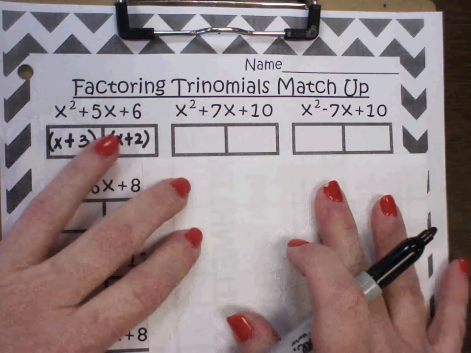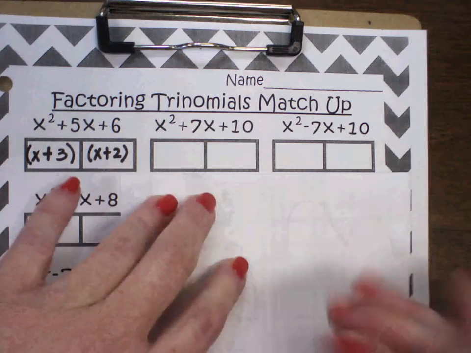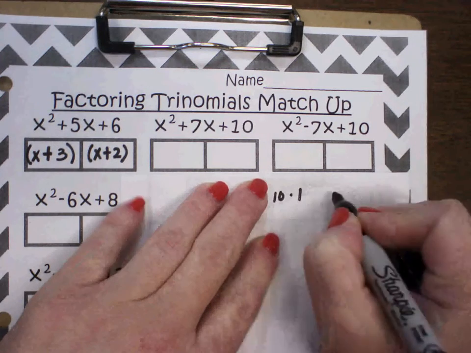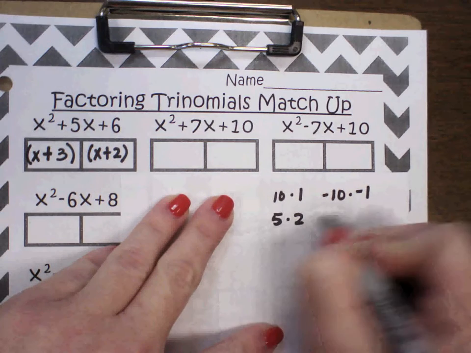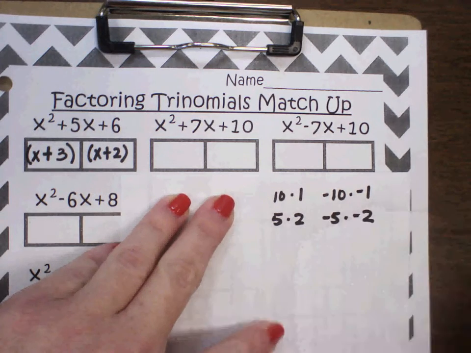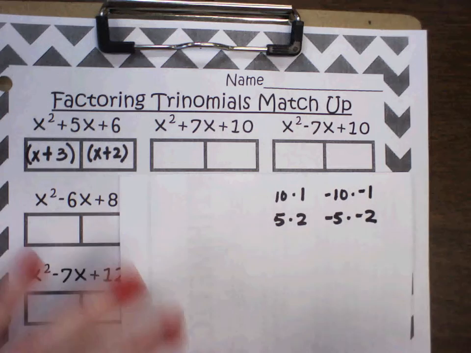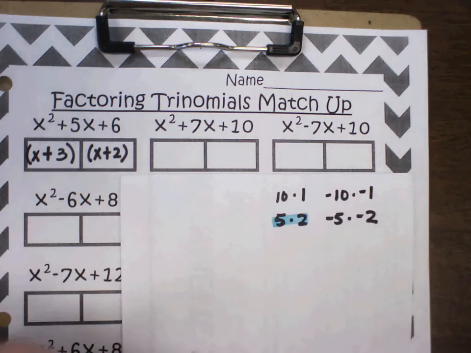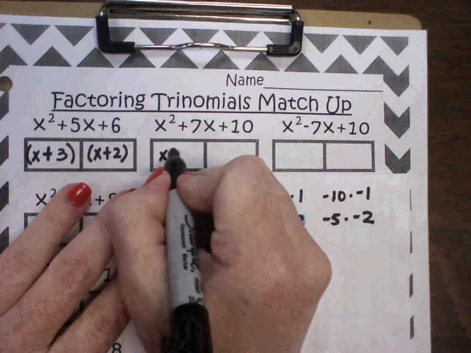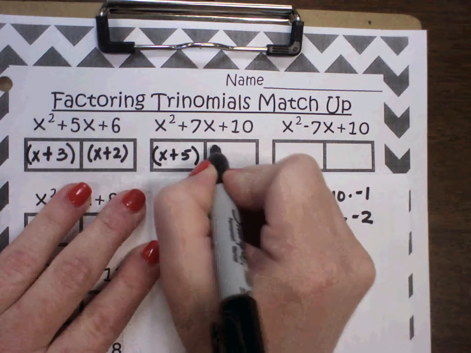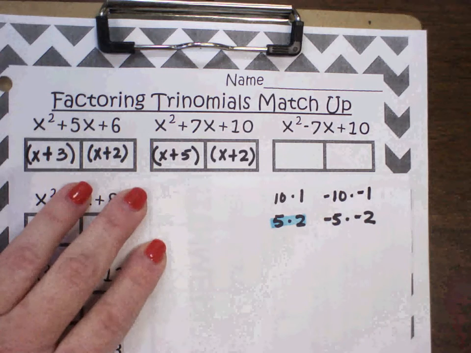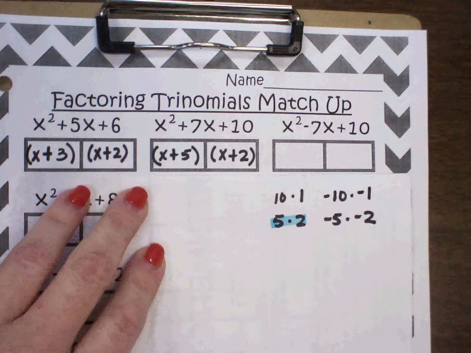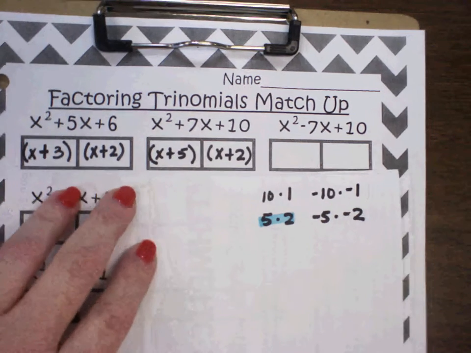Needs to multiply to 10 and add up to 7. So 10 would be 10 and 1, negative 10 and negative 1, there you go, you got it. 5 and 2 and negative 5 and negative 2. Which one adds up to 7? It would be 5 and 2, right? Plus and plus, right? Yay? All right. Next one.